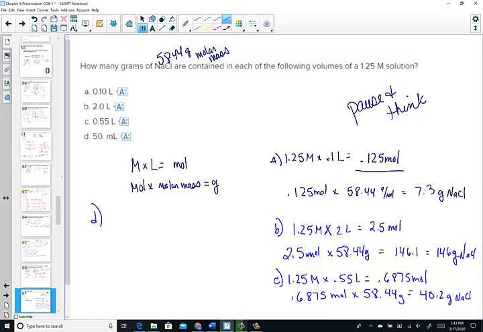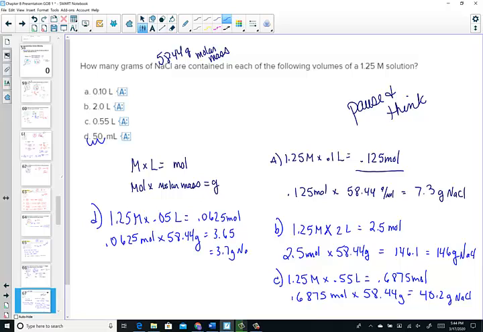And here I'll put a letter D. The 1.25 molar times 0.05 liter is 0.0625 moles. I'll just round at the end. 0.0625 times our formula weight of 58.44. And that's 3.65. I'll leave that as 3.7 grams of salt.